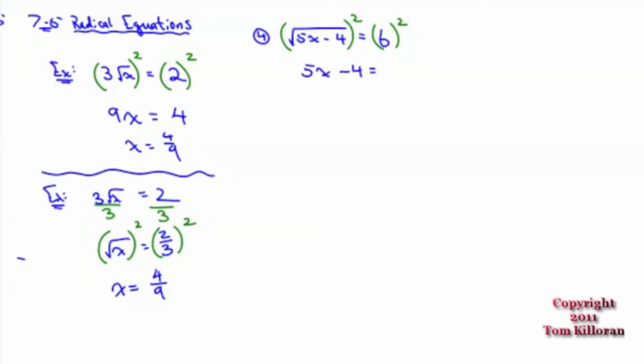is equal to, and then 6 squared is 36. Add 4 across, and you get 5x is equal to, what's that, 40? And therefore x is equal to 8. And if you want, you can check your work, make sure you got the right answer. Plug in 8. 5 times 8 is 40. 40 minus 4 is 36. The square root of 36 is indeed 6.